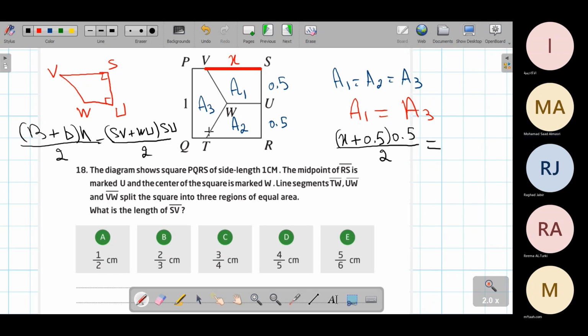Okay, great. So let's move to A3. A3, this part. I will split this part into 2 areas. So this is A3.